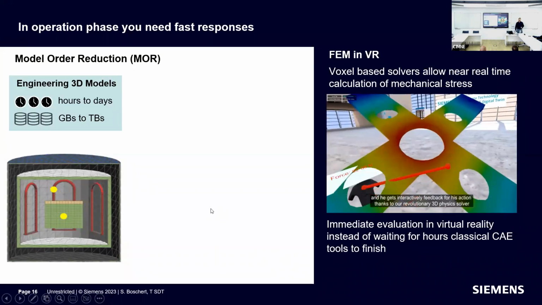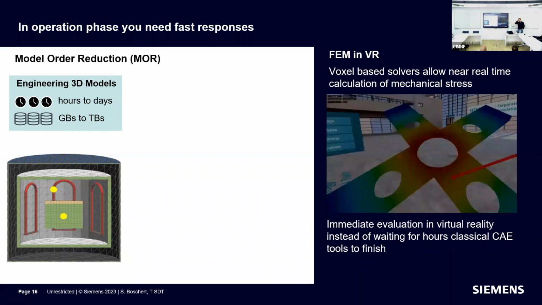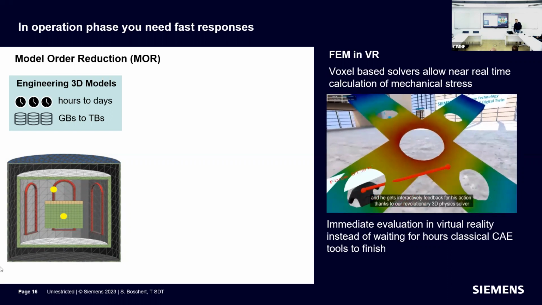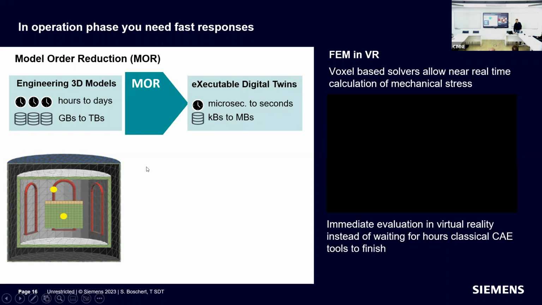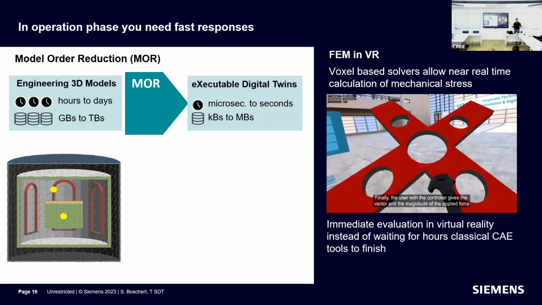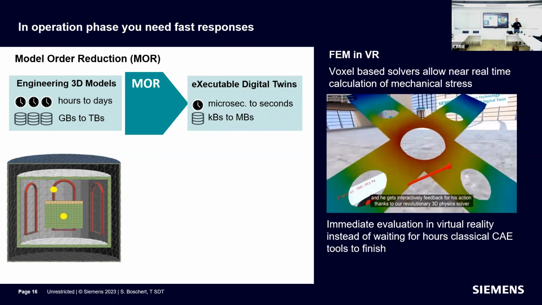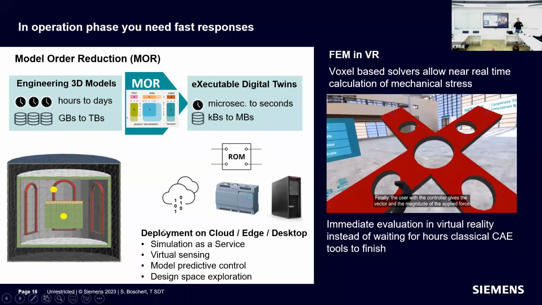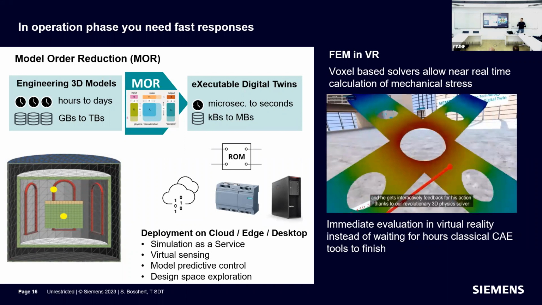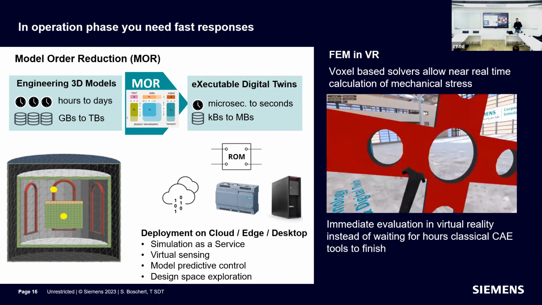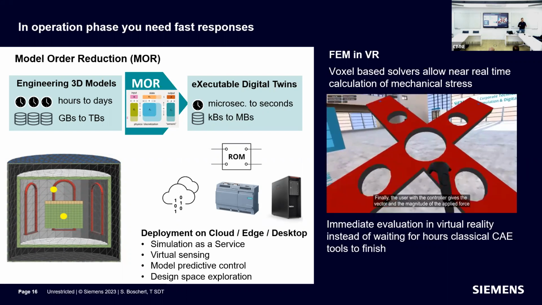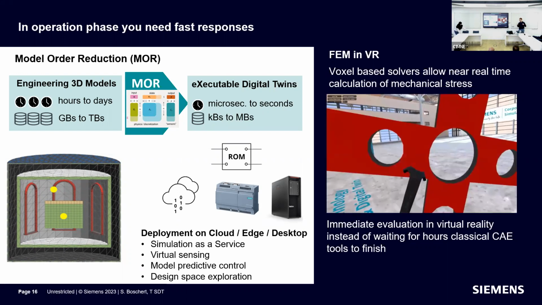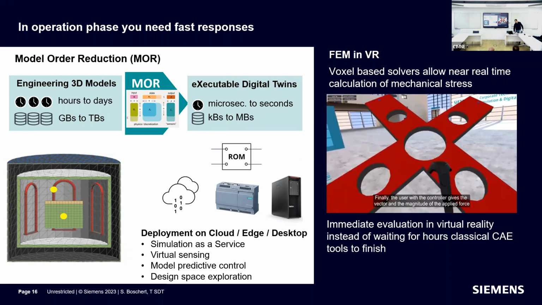Another aspect where we have been active for many years now is model order reduction. That means you have the large 3D models that need hours or days for the evaluation, and you reduce them by mathematical models to come to what we now call executable digital twins. That means digital twins that are embedded into the real system and can be used in our edge devices, where the control systems are, and help to operate the system. Here is an example for an oven where we created this executable digital twin to control the operation of the heating elements to adapt to the conditions of how the oven is loaded.